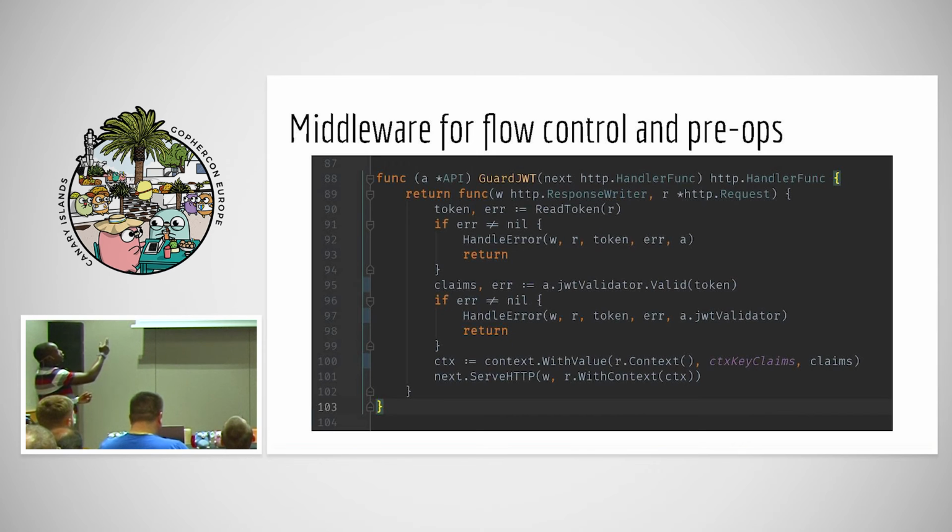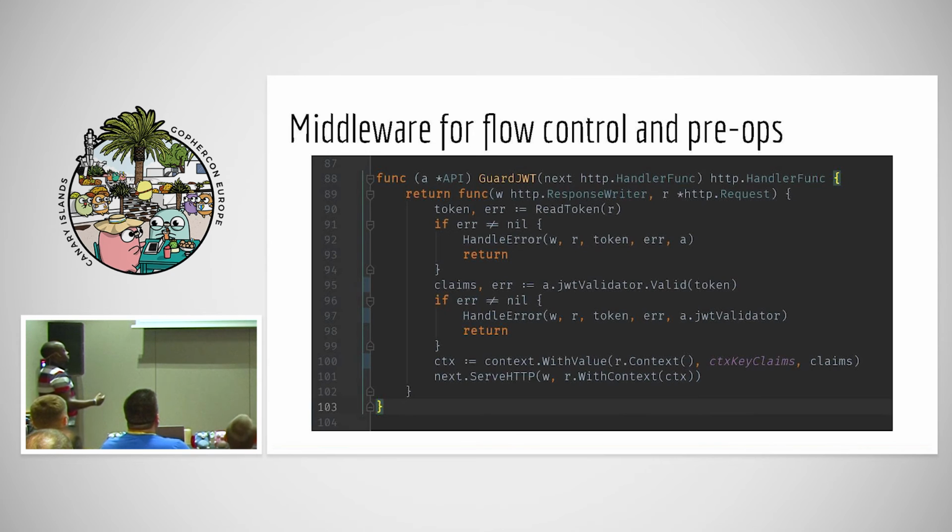The signature for middleware functions is typically that it takes the next handler function that should be called down the line, and it returns its own handler function that handles the request the moment it comes in. So we return that function, and what we're trying to do in line 90 is read a token from the request. That method will read the token, and if there's an error, we call a handle error method that will handle the error on our behalf. So trying to keep the code dry. And once we get the token, we try and validate that the token is valid in line 95.